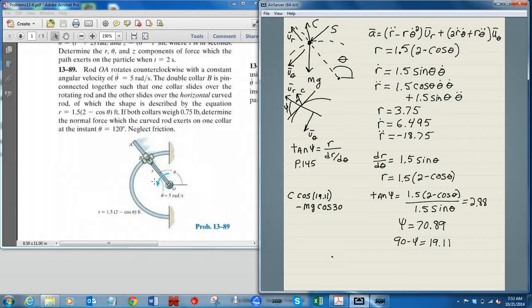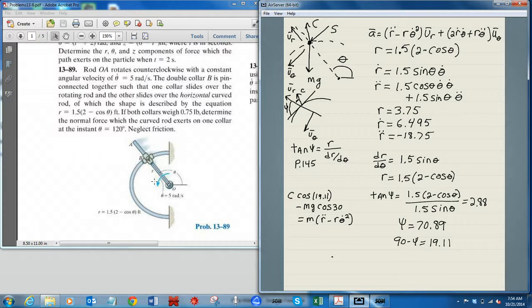There are no other forces in the R direction, so this is equal to mass times the acceleration in the R direction, which is R double dot minus R theta dot squared. I know the R double dot, I know the R, the theta dot, so I can plug into that.